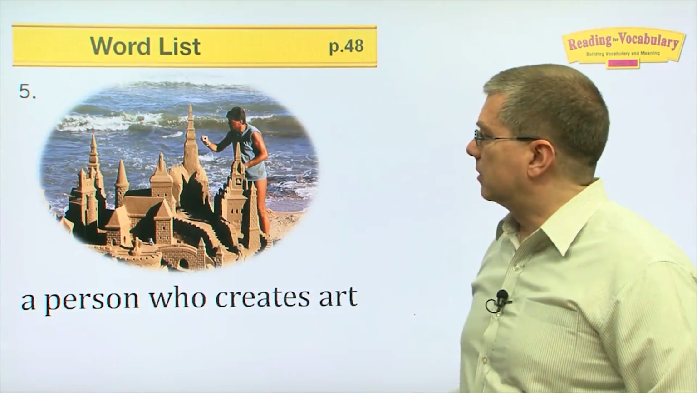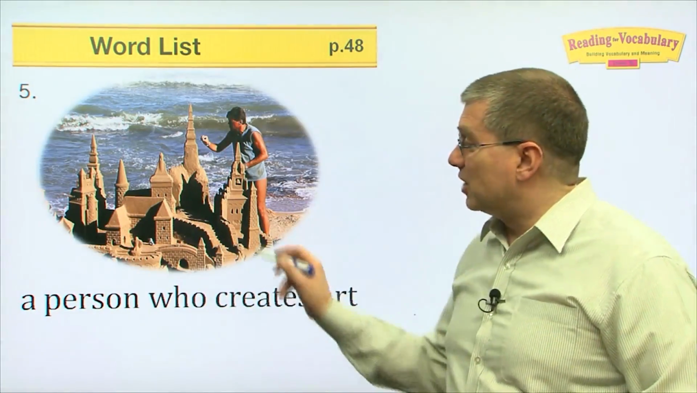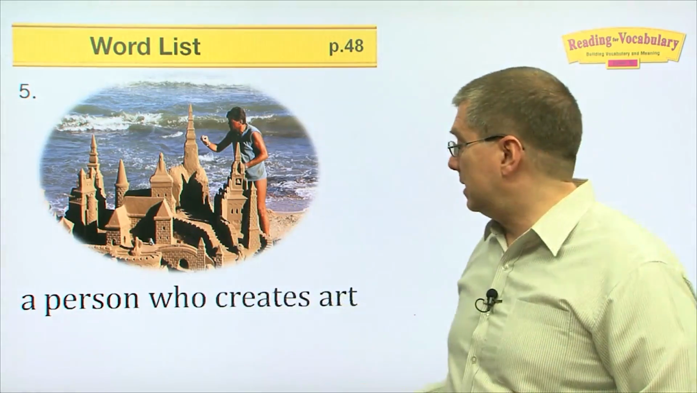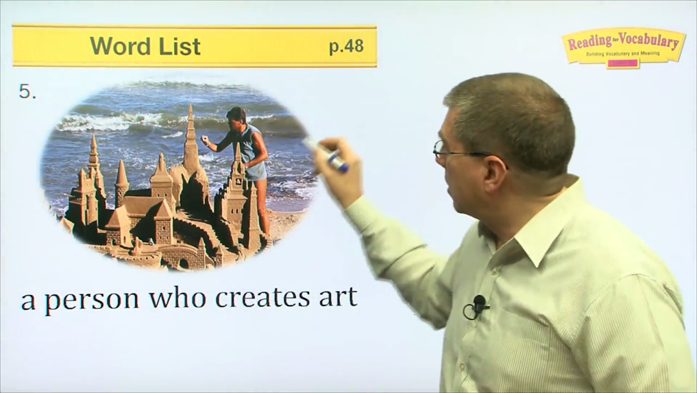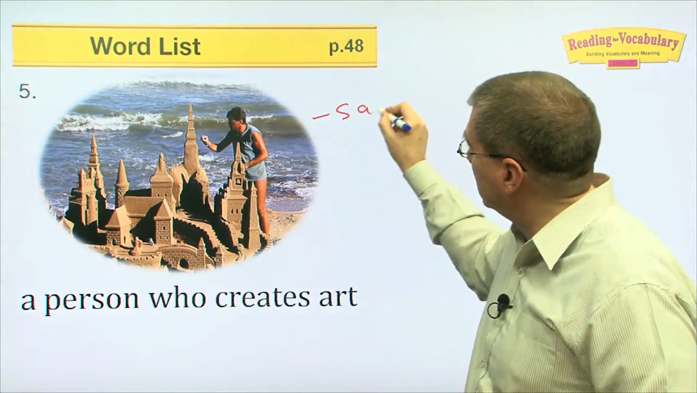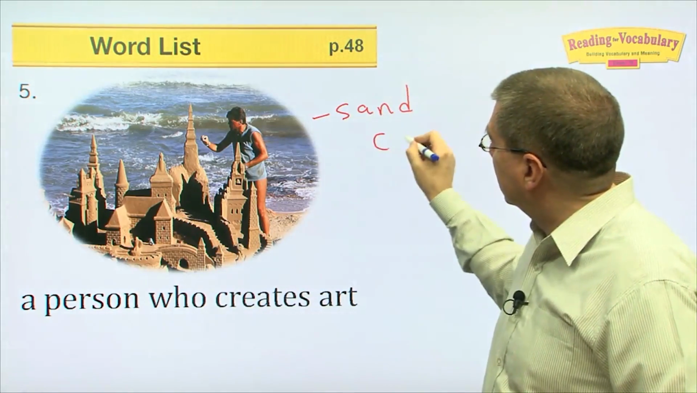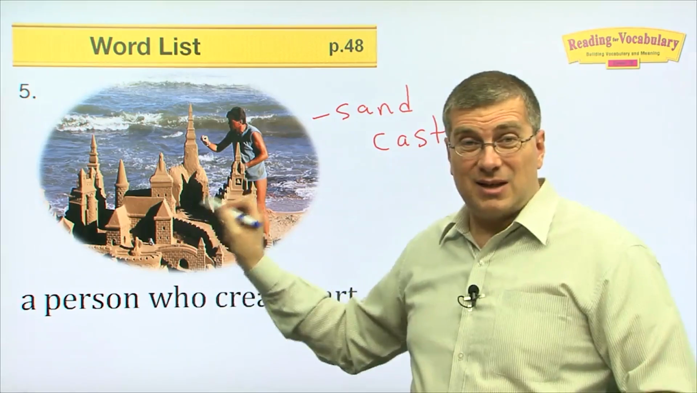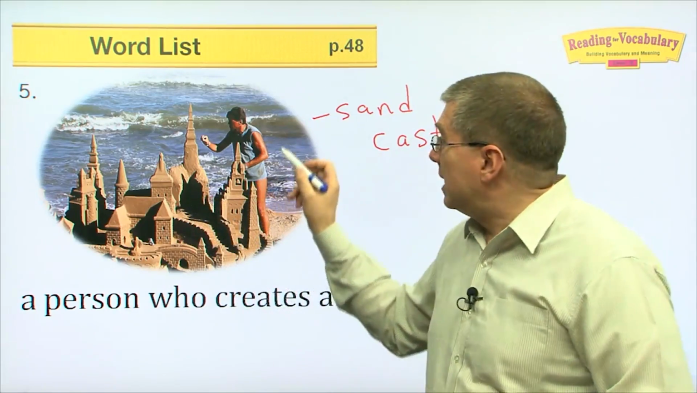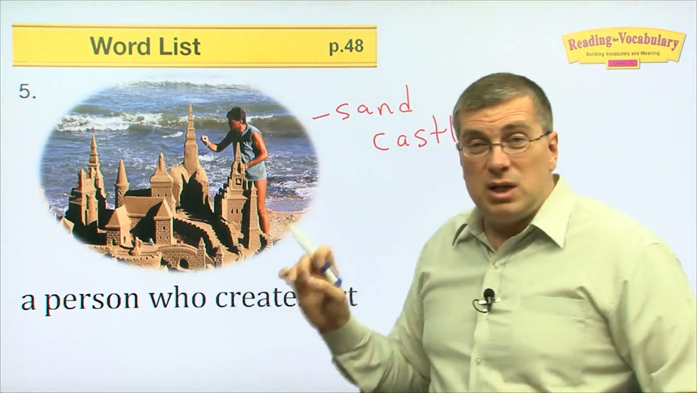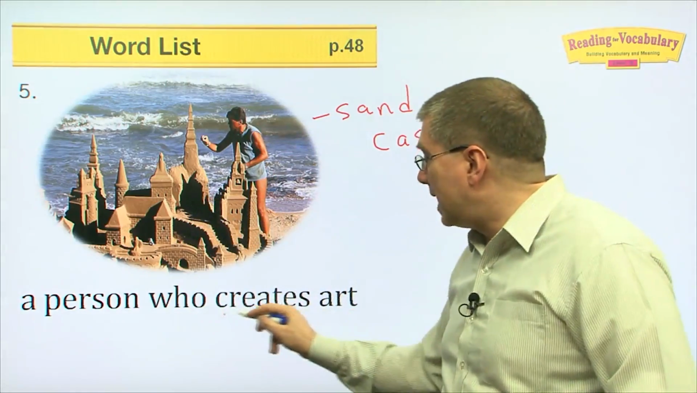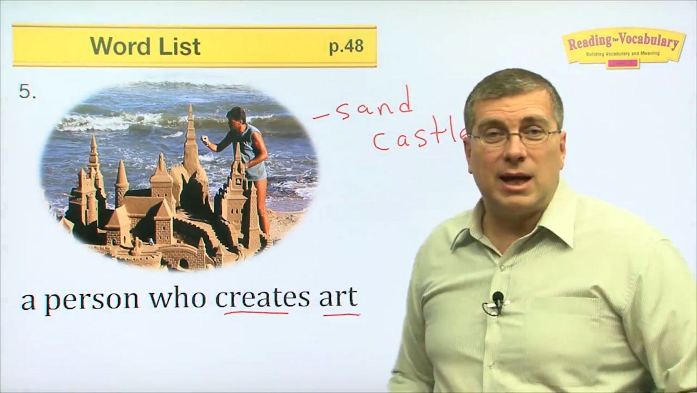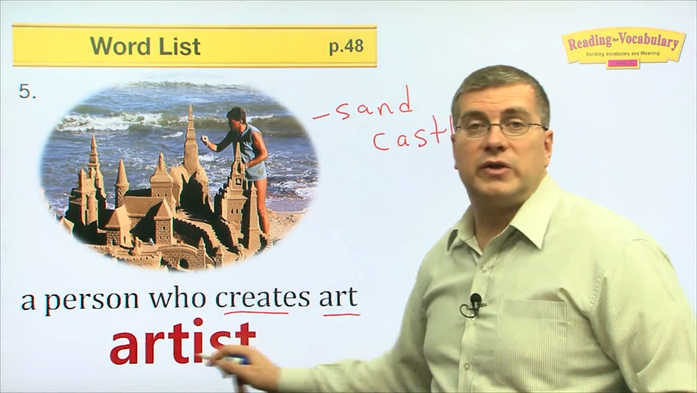5, wow, that's really cool. This guy's at the beach. Did you ever build something like this, right? Of course, we call this a sand castle. Now, can you build this sand castle? That's very difficult. This man is really good at creating art. We can call him an artist.